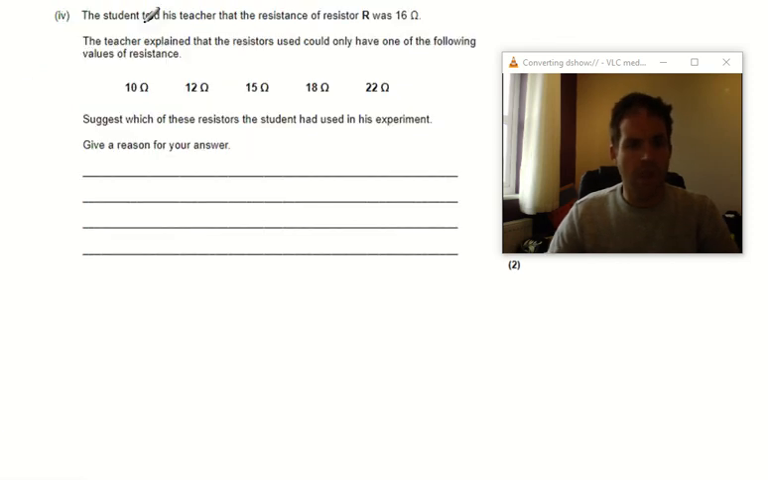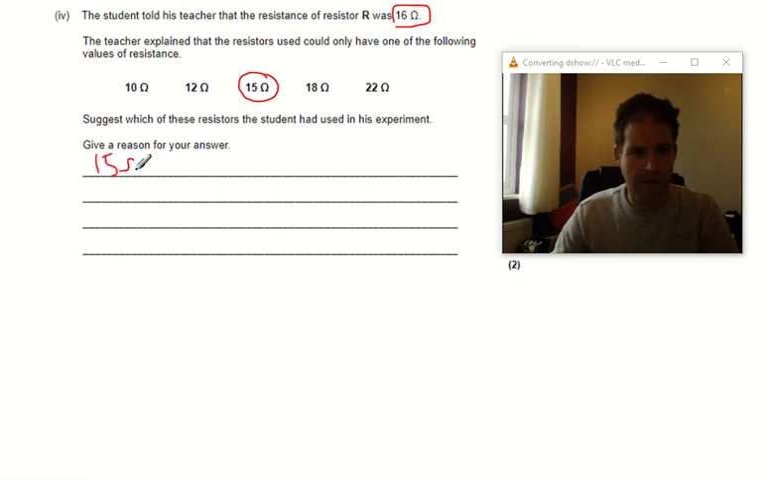Next question. The student told his teacher that the resistance of R was 16 ohms. The teacher explained that the resistors used could only have had the following values: 10, 12, 15, 18 and 22. Suggest which of these resistors the student had used in his experiment and give your answer why. Okay, so let's suggest it's 15, because it's closest to 16. Okay, 15 ohms is close to 16.